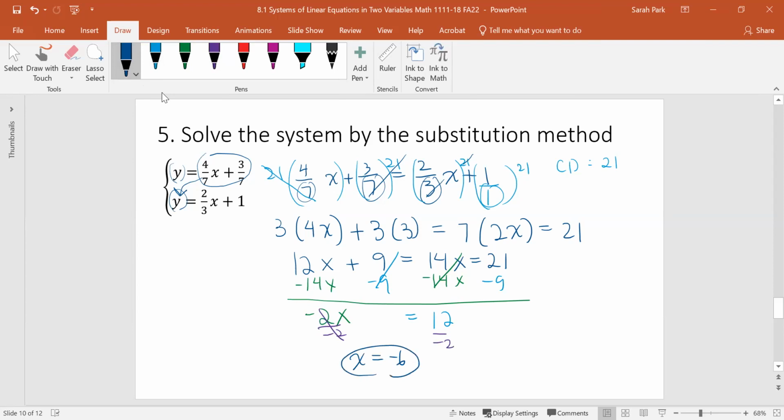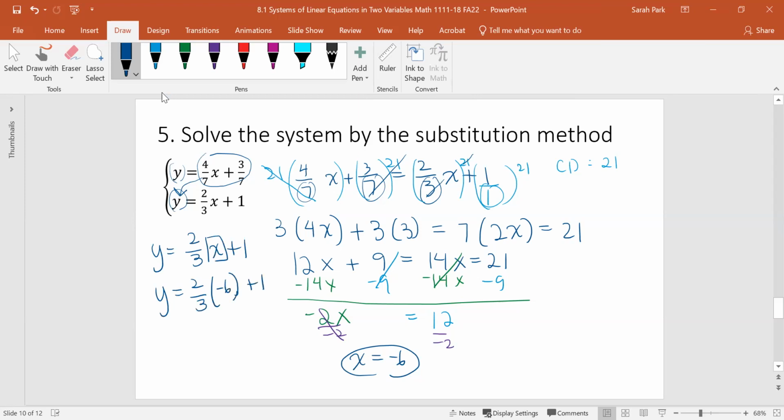So now where would we plug in negative 6? We would substitute it into the second equation or the first, but I'll just pick the second equation. The equation is y equals 2/3 x plus 1. Plug it in for x. So we have y equals 2/3 times negative 6 plus 1.